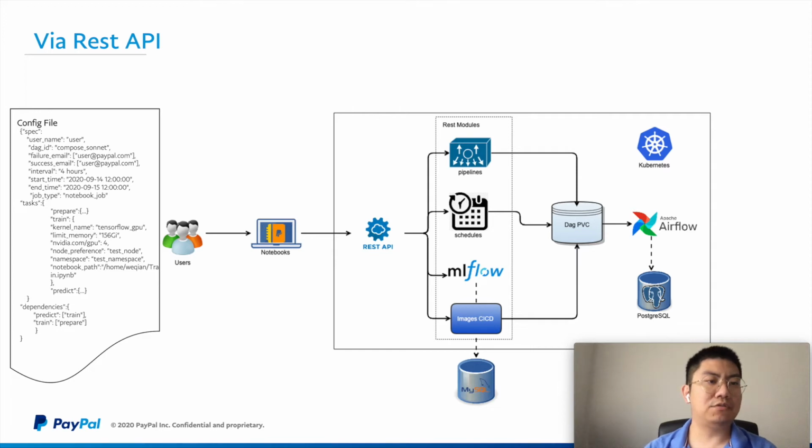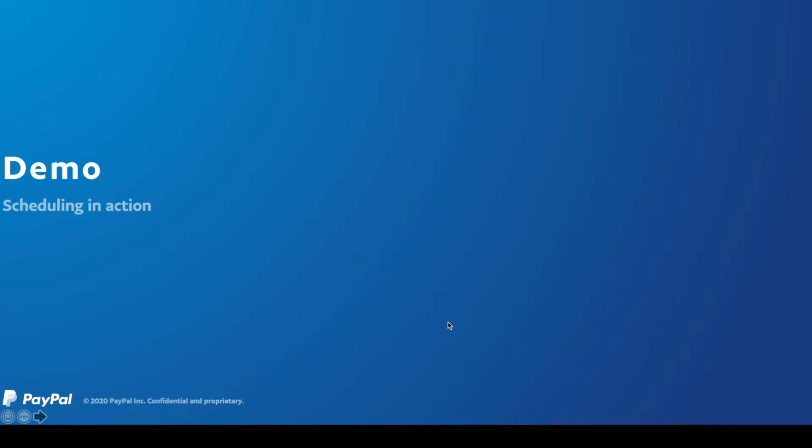The user would have to define a configuration file that includes the specification for the job, the tasks, and the dependencies between the tasks. And the user will pass the configuration to the REST API, and a corresponding DAG file will be generated and stored in a PVC. Now let's jump into the demo.